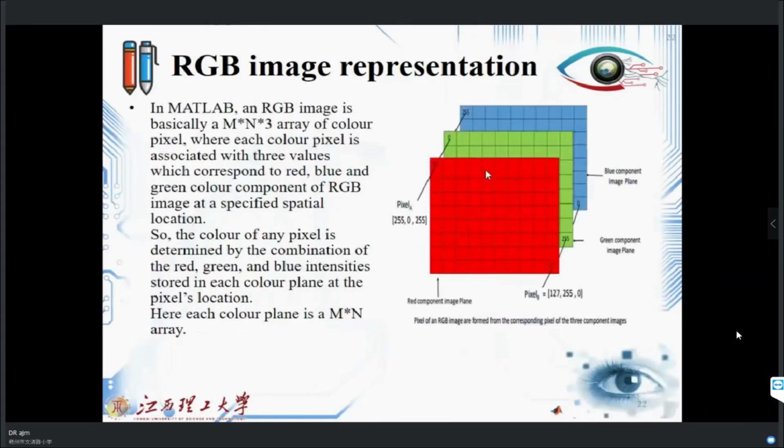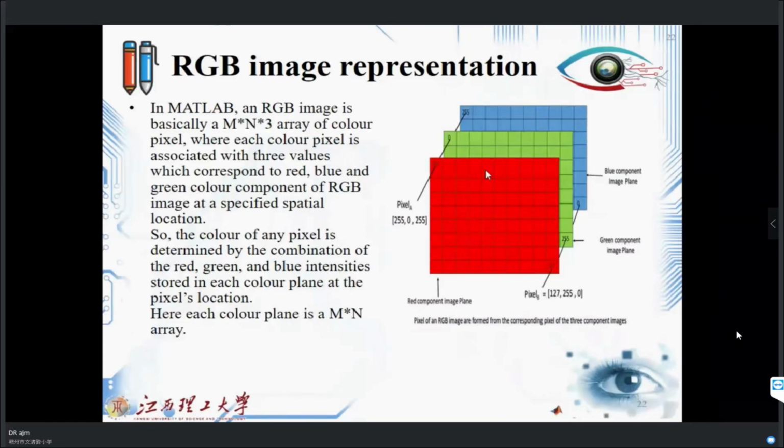In MATLAB also, an RGB image is basically an m by n by 3 array of color pixels, where each color pixel is associated with three values which correspond to the red, green, and blue color components of the RGB image at a specific spatial location. So the color of any pixel is determined by the combination of the red, green, and blue stored in each color plane at the pixel's location. Here you can see the m by n array, which specifies the different colors and how they are connected to each other.